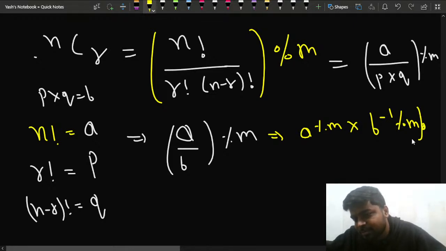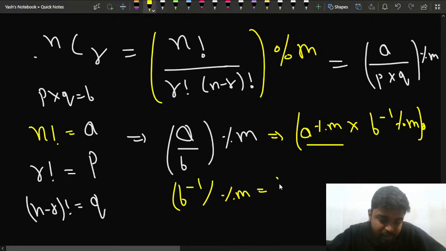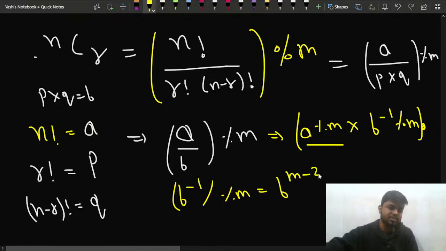Okay, this is the expression that we have. So this expression would remain the same, and I know that b to the power minus 1 modulo m would give me b. It is the same as b to the power m minus 2, right? How many of you are clear with this part, right?